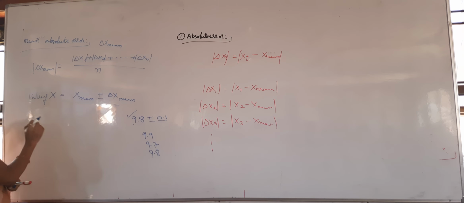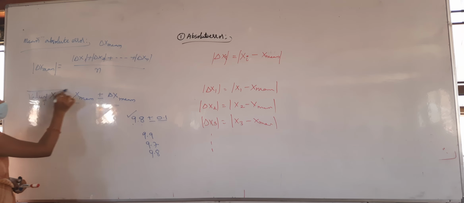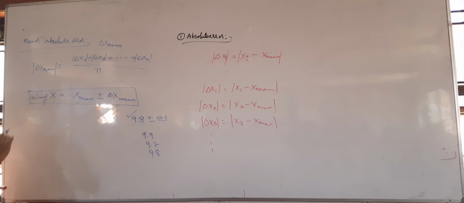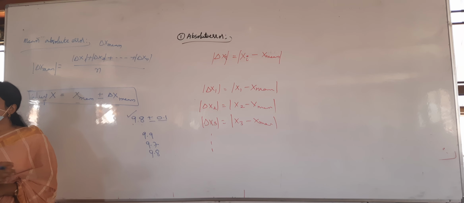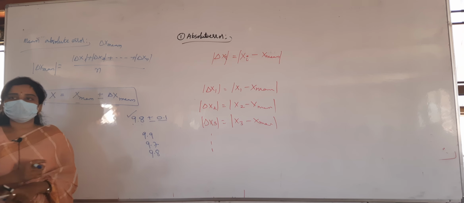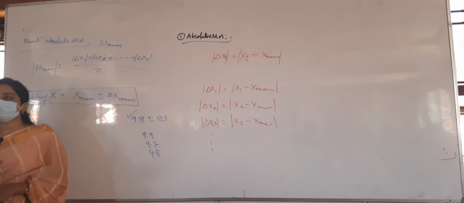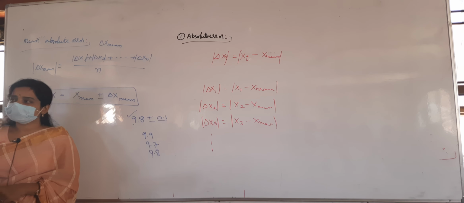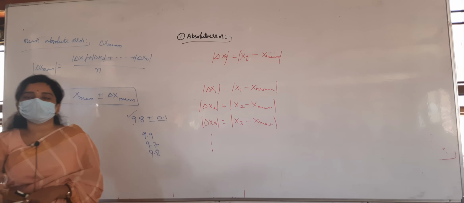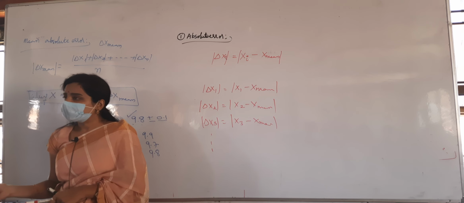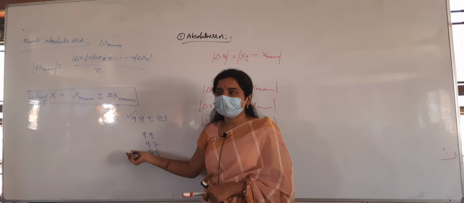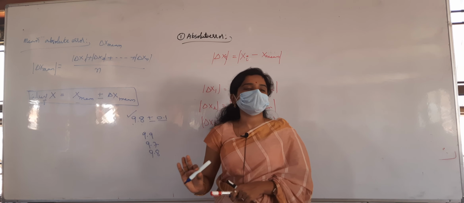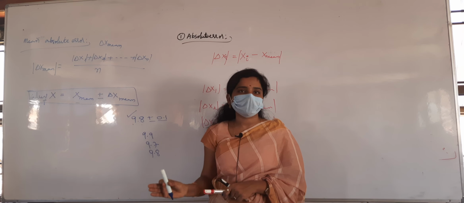To note any value, x is equal to x mean plus or minus delta x mean. X mean is the average value of all the measurements. Delta x mean is the mean absolute error. How much error is possible? For example, if you are measuring the length of a rod with my instrument, you can get either 9.8, or 9.7, or 9.9. That is how you can get it, there is no problem. Like that we are indicating to the other person.